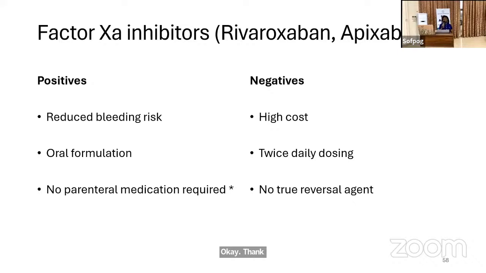Reduced risk of DVT, and several studies have been done. Einstein, lots of studies have been done on this population, comparing rivaroxaban or comparing apixaban, and they reduced the bleeding risk. The positive is the oral formulation, and you only need to give parenteral medication before you transition. However, cost is one of the negatives, and the fact that it goes twice daily.